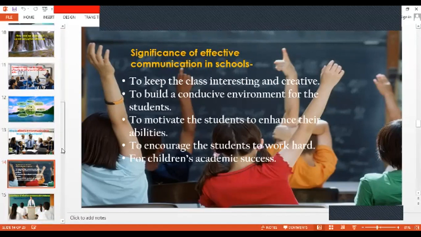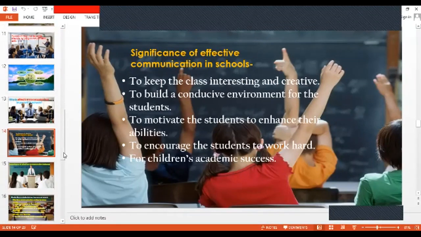Next is children's academic success. Yes, effective communication is very important for children's academic success. It can only give them good success in their exams and all.